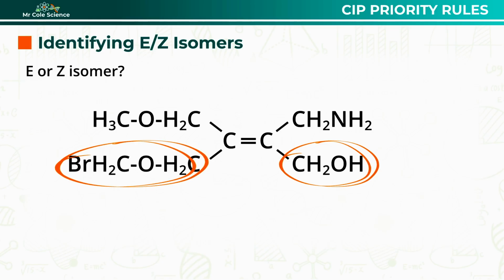Finally, we compare the position of our two priority groups, and they're both on the same side. They're both below the carbon-carbon double bond, and so we have the Z isomer.